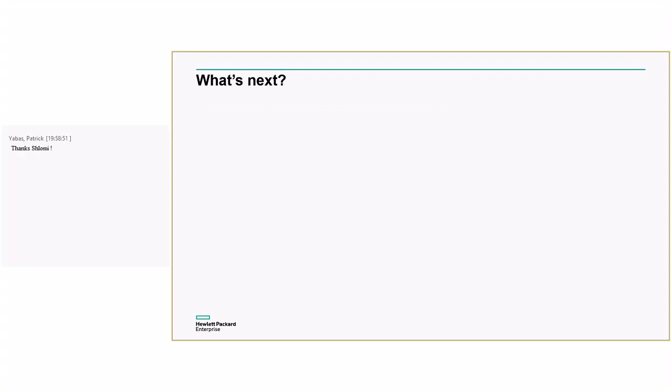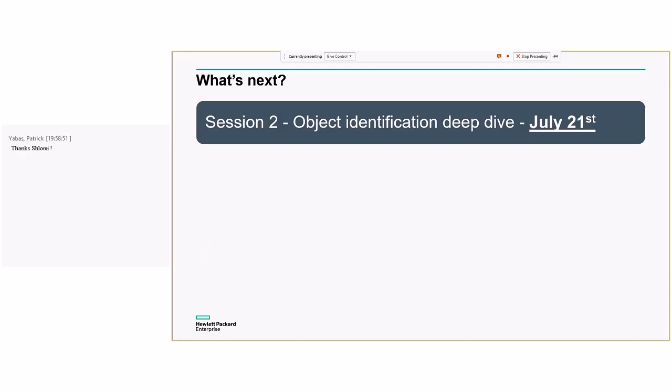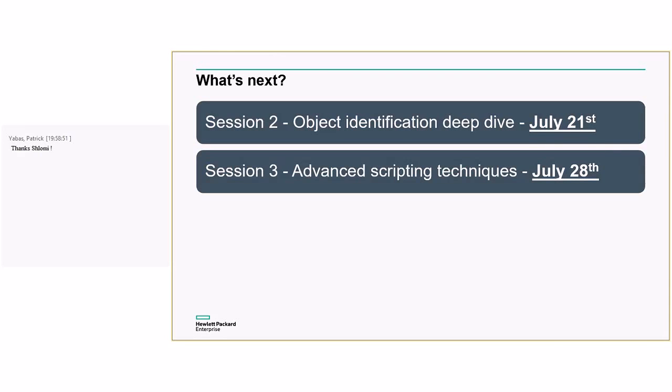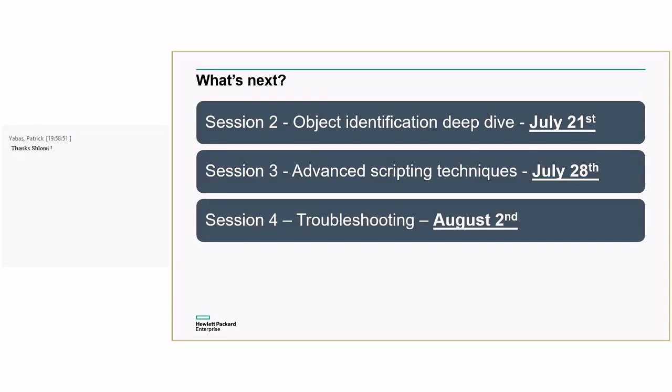I would like to briefly go over our next sessions. Our next session, scheduled for July 21st, will be, as I mentioned, a deep dive into object identification. Our third session, scheduled for July 28th, will be on advanced scripting techniques. And our fourth session, and our most important one, is troubleshooting, scheduled for August 2nd.